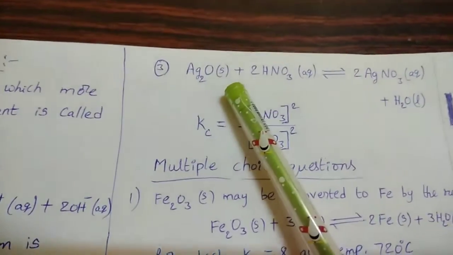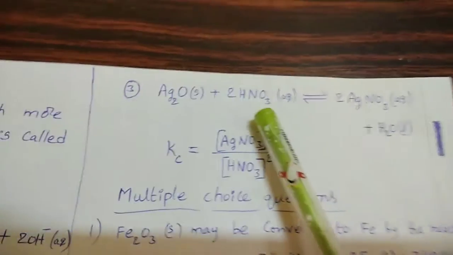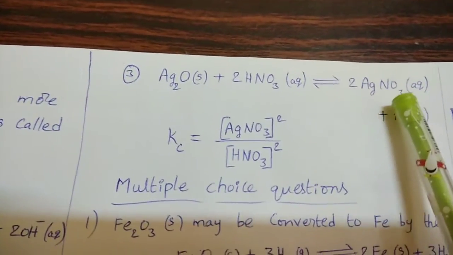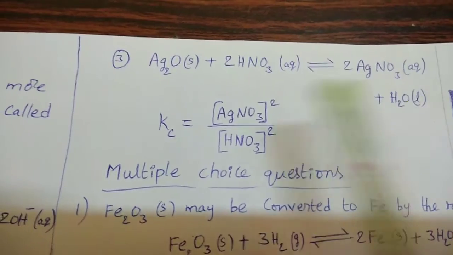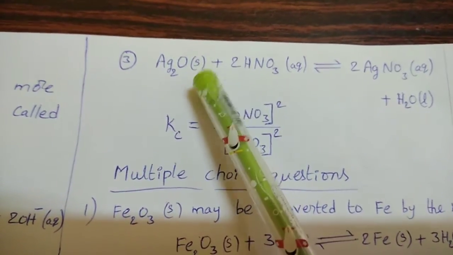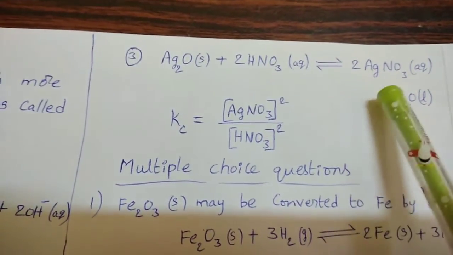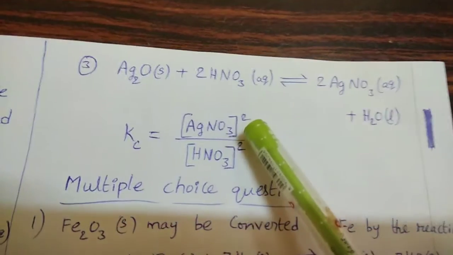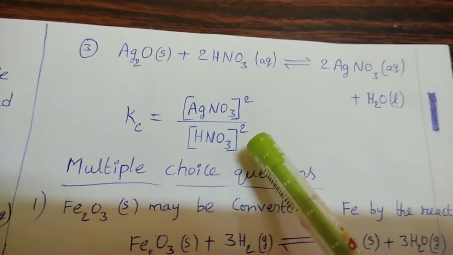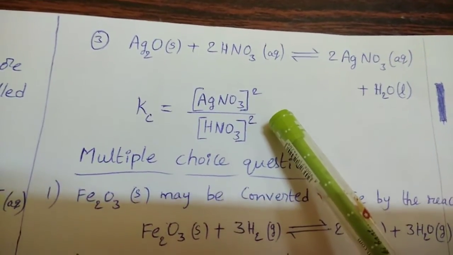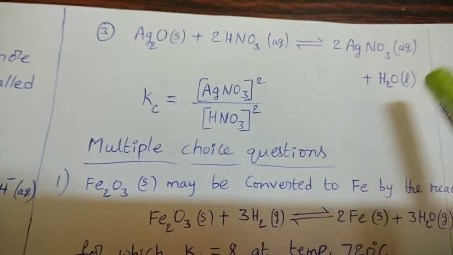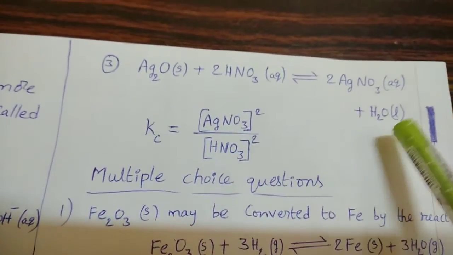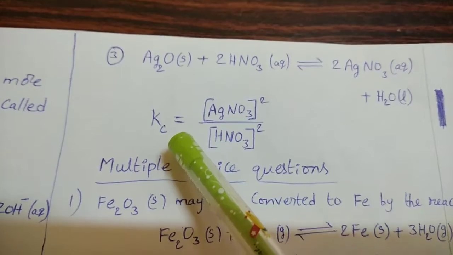Okay, in the same way, another example: Ag2O, silver oxide, plus 2HNO3 gives rise to 2AgNO3 plus H2O. For this, neglect solids and write the substances present in the aqueous solution state. Kc equal to [AgNO3] power 2 divided by [HNO3] power 2. Okay, this is a solid, this is a pure liquid. We need not consider them while writing the Kc expression.